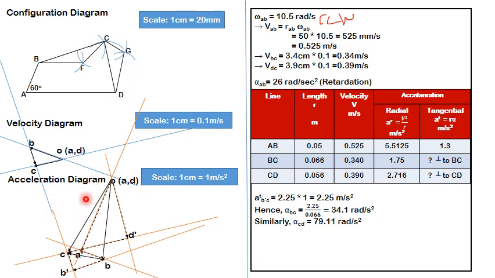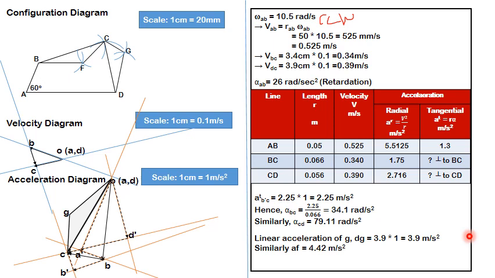Use the arc method, find out point G and complete the triangle like this. So that will give you point G, and if you want to measure its acceleration from the fixed point, measure OG, and it will give you the linear acceleration. So linear acceleration of point G is OG, which is equal to 3.9 meter per second square. Similarly, for F and E, you calculate OF and OE, you will get the answer.